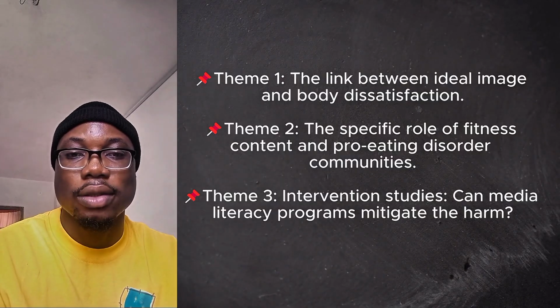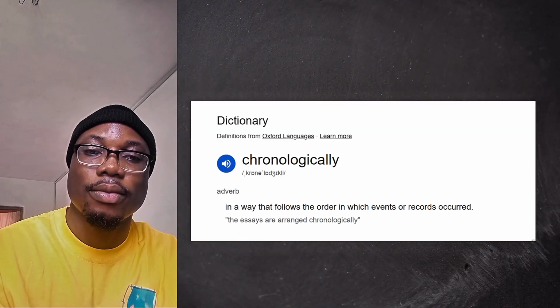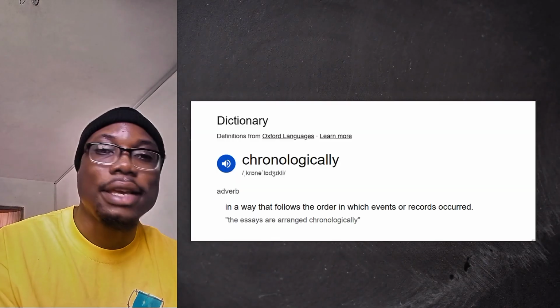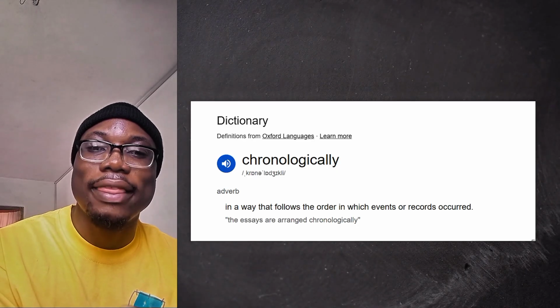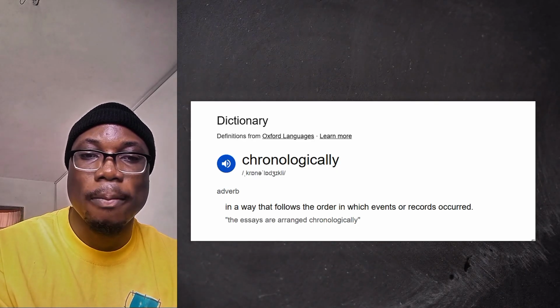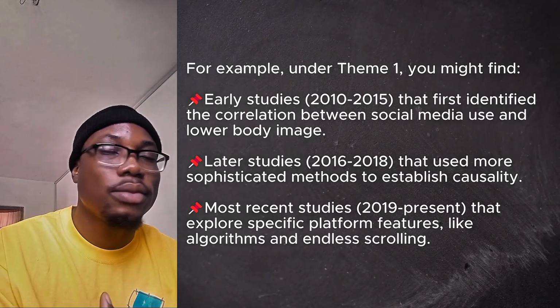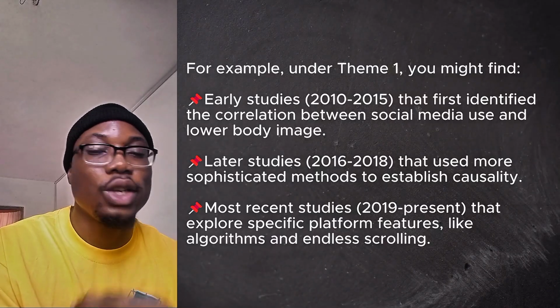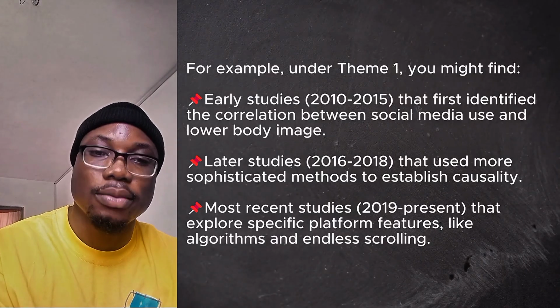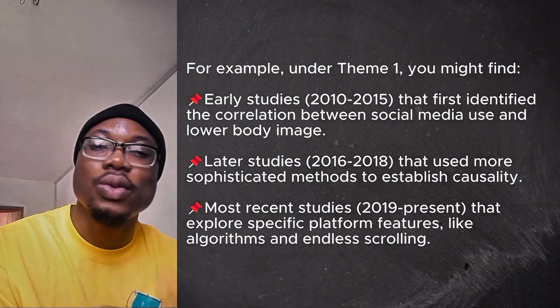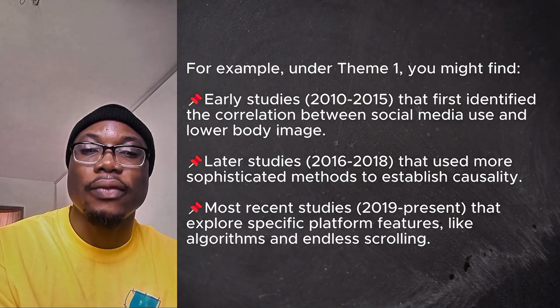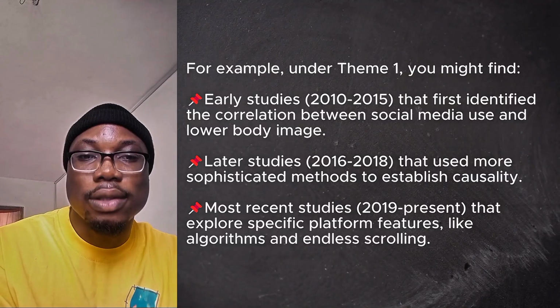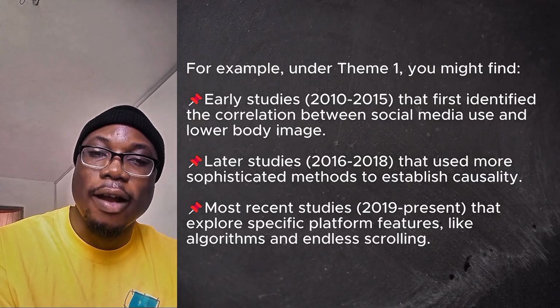Once you've picked out the studies based on how related they are or the common findings you found, you can organize those themes chronologically. What do I mean by that? Chronologically refers to time. Under each particular theme, look at the order of the papers. For example, you might find that early studies, from 2010 to 2015, identified the first relationship between social media use and body image. Then continuing studies, from 2016 to 2018, used more sophisticated methods to establish correlation between these two variables.